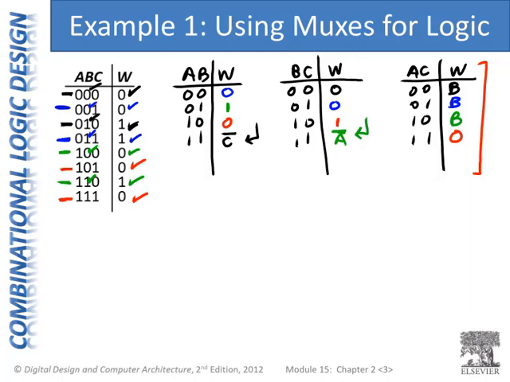It doesn't require the additional inverter needed by these two implementations. So we'll choose that third implementation, and we can draw it here. Here's our 4-to-1 multiplexer, and here are our select lines. We can put select line 1 and select line 0. Select line 1 we're going to tie to A, select line 0 to C.